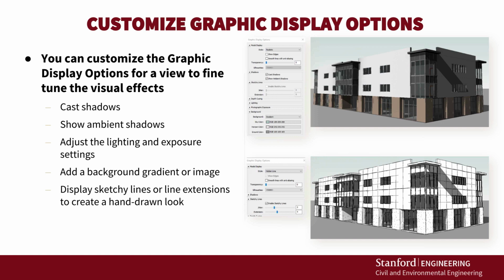You can see there's a gradient image which has blue from the sky coming down to gray at the horizon. The final option I'll point out is that you can use sketchy lines or line extensions to create a more hand-drawn look, as is illustrated in the lower view. Now, all of these models are exactly the same model, just with different visual styles turned on. So you'll always display the model elements accurately, but you can choose the visual style and effects that most effectively convey your design to your reviewers.